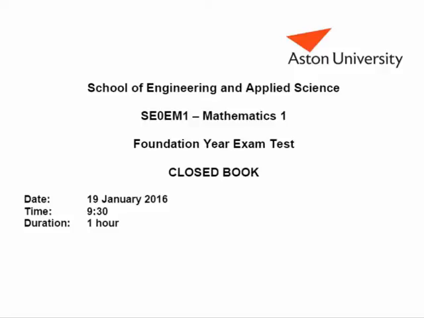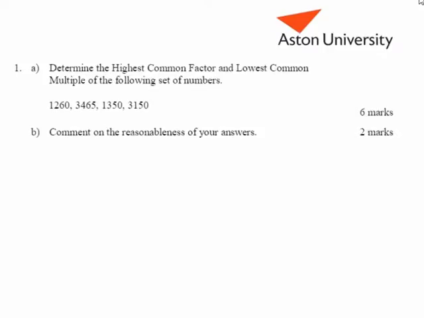Mathematics 1, exam paper from January 2016, question 1. Determine the highest common factor and the lowest common multiple of the following set of numbers. The first thing we need to do is to find the prime factors of this set of numbers. I'm going to show you 3 different ways of doing it.